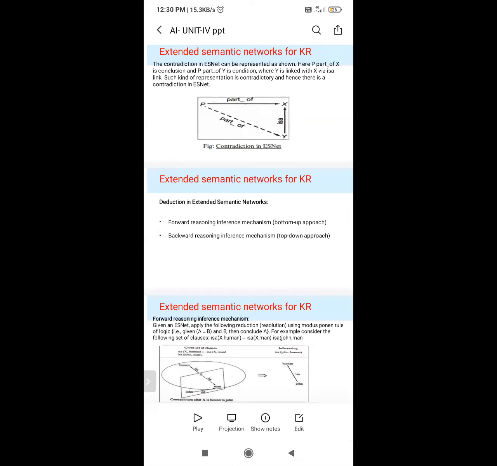So here P is a part of Y, which is the condition. Next, Y is an instance of X. Next, P part of X is the conclusion and this is the condition. And Y is linked with X via an is-a link. Next, we'll discuss the remainder of this next.